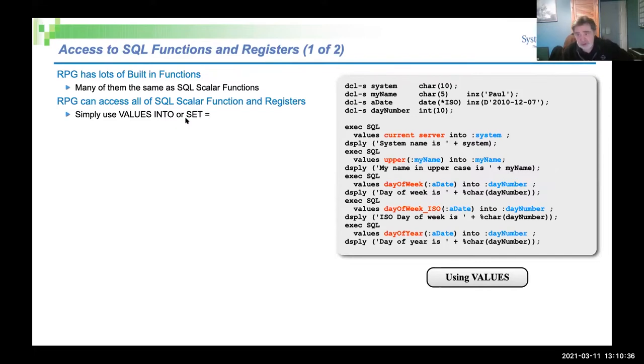Just to show you a few simple examples, the second one here is values, the upper of the host variable my name into the host variable my name. So whatever is in my name gets converted to uppercase. In this case, it would be my name, Paul, and it would end up as uppercase P-A-U-L. Something like getting the day of a week in ISO format, the day of a year. So this syntax can be used with any scalar function.